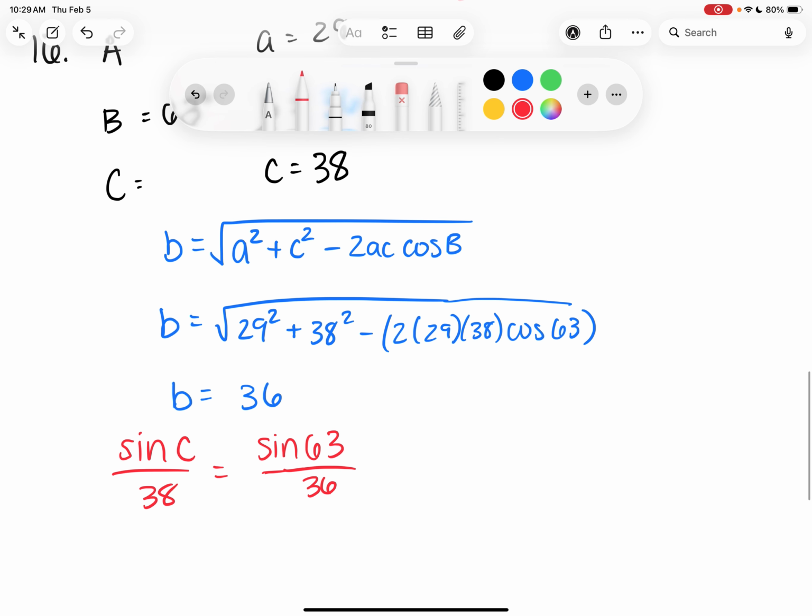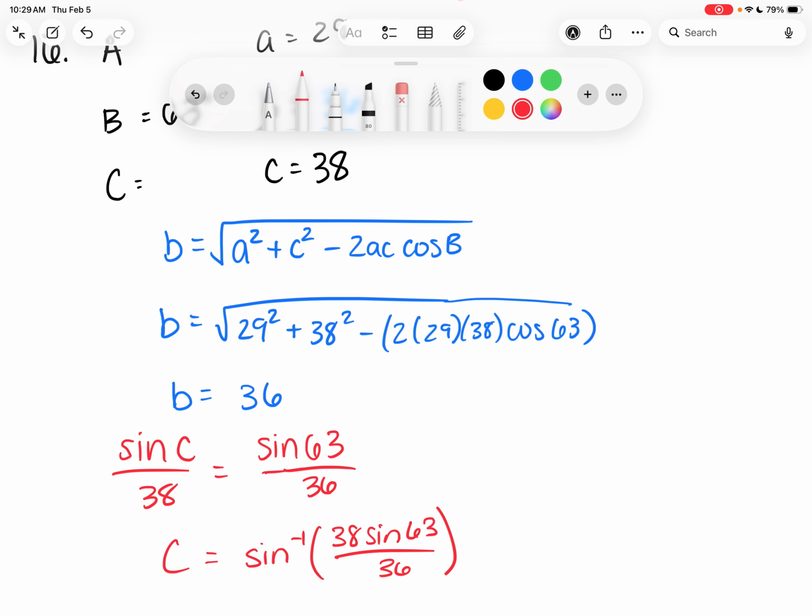I'm okay if you're familiar enough with the formula at this point that you go straight to the next step of saying C is the inverse sine of 38 sine of 63 over 36. If you feel like you can go straight to there without having to write the first step, that's fine. But if you don't feel confident to do that, then just keep going like normal.